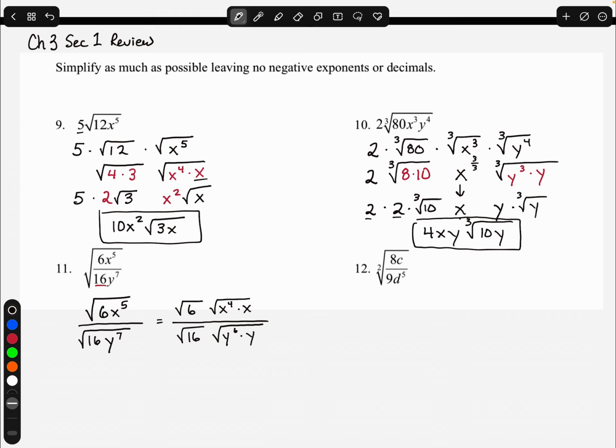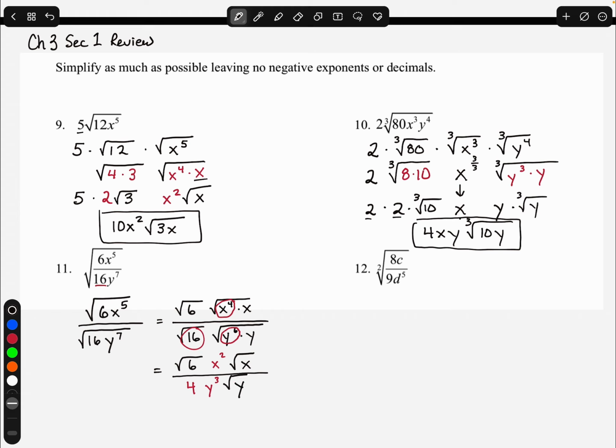So as we go to rewrite our next step, square root of 6 hasn't changed. Square root of x to the 4th, that's a perfect square. That's going to become an x squared. And I still have my square root of x up here. On the bottom, square root of 16, perfect square, so that one's going to come out as 4. Y to the 6th, still a perfect square, so that'd be a y to the 3rd, but then I have that square root of y left over.